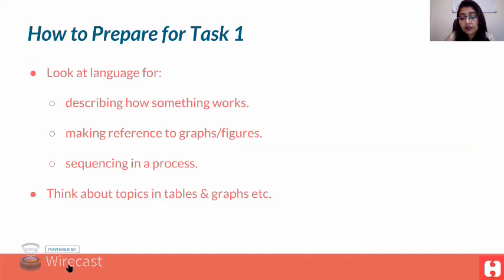How something works, in the sense that you might know everything about a particular machinery, but you have to deal with only the information that is present in the question paper and not put in any information that you have. Making references to graphs and figures: the above graph demonstrates, the above graph illustrates, the above graph shows. That's it. Sequencing: the chronological order that is given in the question paper should be maintained in the answer sheet also. Think about the topics in the tables and graphs.